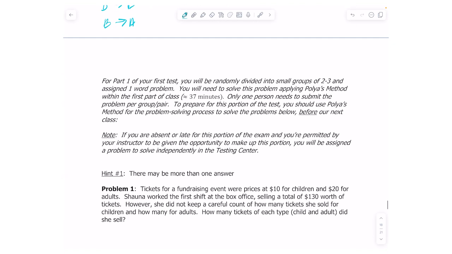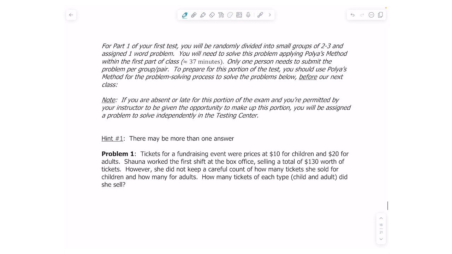Now, for this next portion of the notes, I would encourage you to read through these directions, but basically you're going to be divided into groups of 2 to 3. So if you're in my online class, you will be given an email with your groups. And just think of your groups as like a collaboration team. And all you need to do is collaborate with them. You will be assigned one word problem, okay? And you're going to need to solve this problem applying Polya's method at some point before you take the test.